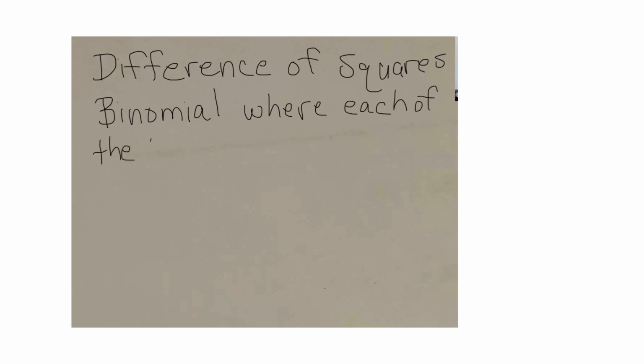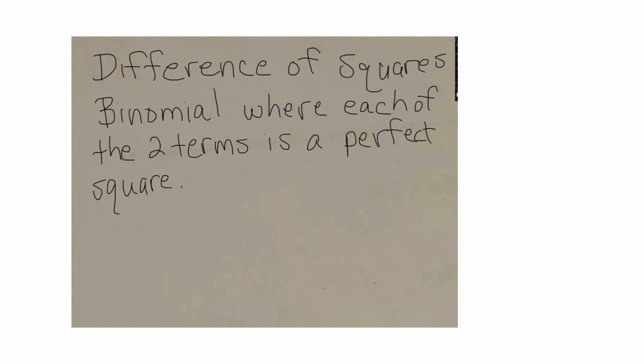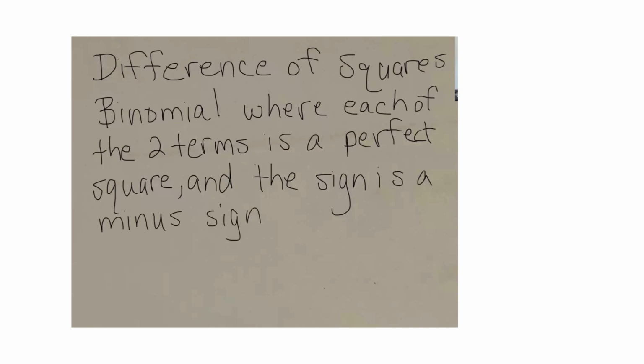So, difference of squares. And this is on those same factoring notes. If you combine 2 terms where each of the 2 terms is a perfect square, and the sign is a minus sign, so that means it's a difference, that's what a difference of squares is.